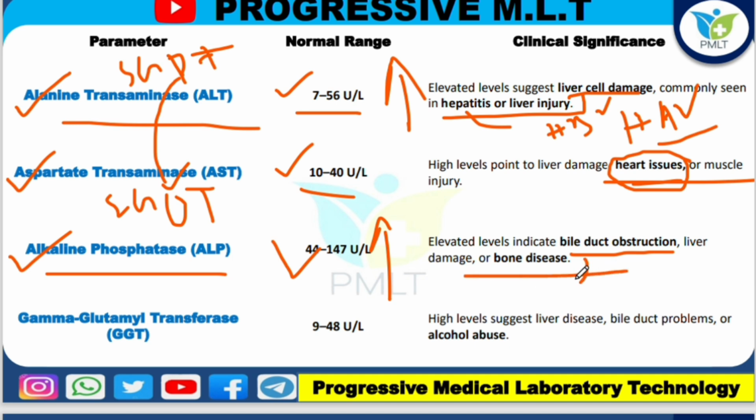This is also an important parameter, and in various competitive exams this question is asked: which parameter in the liver is related to bone disease? You have to say alkaline phosphatase, that is ALP.